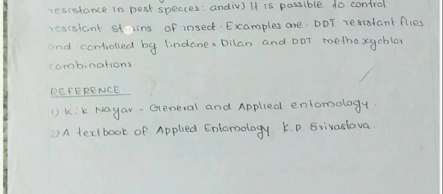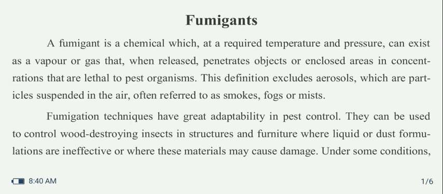Next topic, fumigants. A fumigant is a chemical which at a required temperature and pressure can exist as a vapor or gas that, when released, penetrates objects or enclosed areas in concentrations that are lethal to pest organisms. This definition excludes aerosols, which are particles suspended in the air, often referred to as smokes, fogs, or mists. Fumigation technique has great adaptability in pest control.